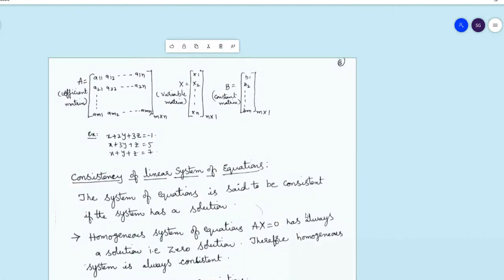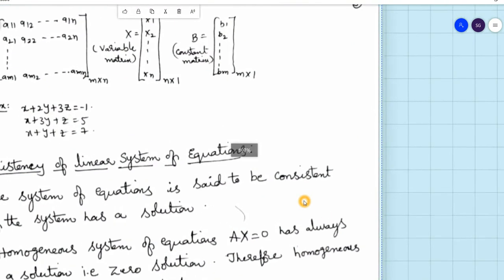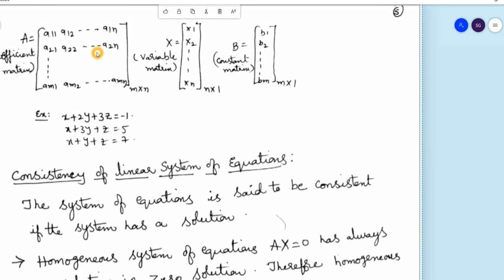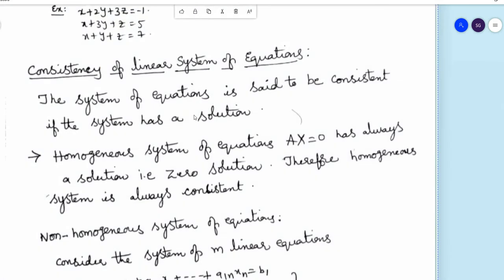The homogeneous system of equations in matrix form is represented by Ax = 0, and the non-homogeneous system is Ax = B, where B is a constant matrix. Okay. Now come to consistency of system of linear equations.